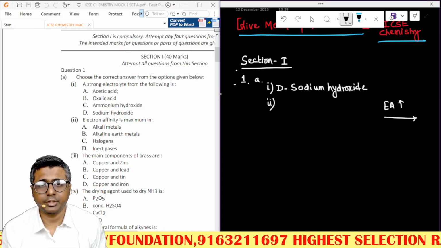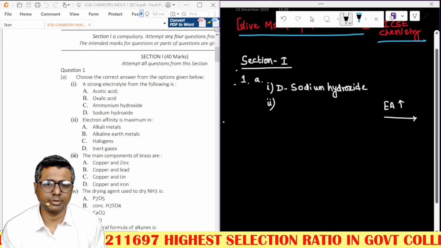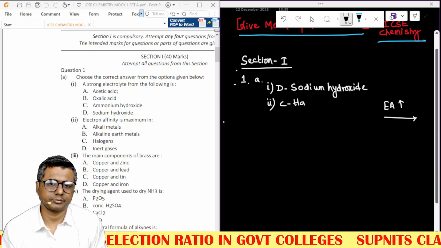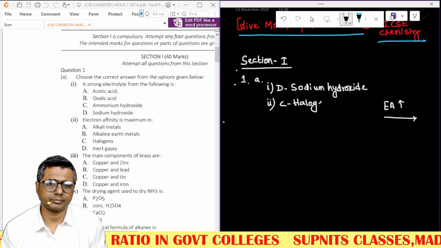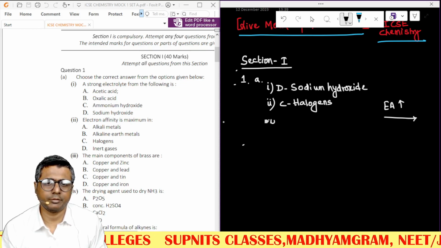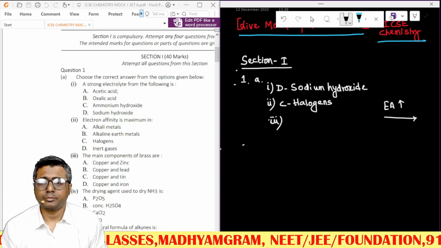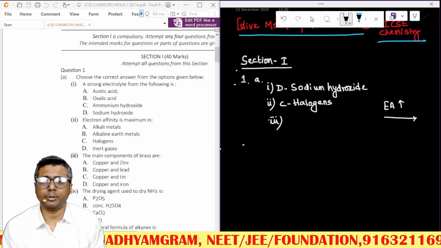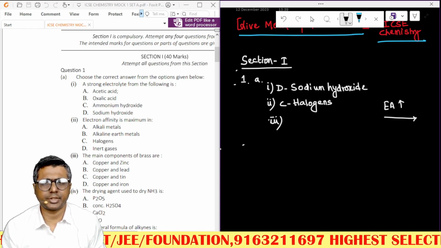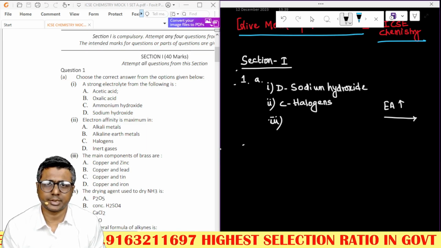Highest electron affinity will be the 17th group, that is halogens. So here C will be the option. So I hope each and every one of you have got it correct. Next question. What are the main components of brass? What are the main components of brass? So this is a very straightforward question. I don't think much has to be discussed in it.